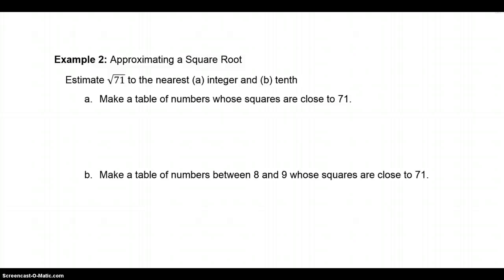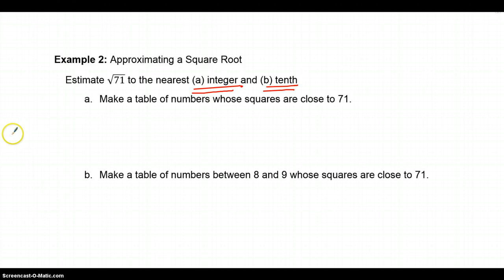Okay, looking at example 2, now we are approximating square roots, okay, and what it means to approximate is to kind of guess, to get pretty close. Okay, so we're going to do two things. We're going to guess to the nearest integer and to the nearest tenth. Okay, but we're going to make kind of an educated guess because for the square root of 71, we have some perfect squares that we are familiar with. Like 7 squared is 49, 8 squared is 64, 9 squared is 81.